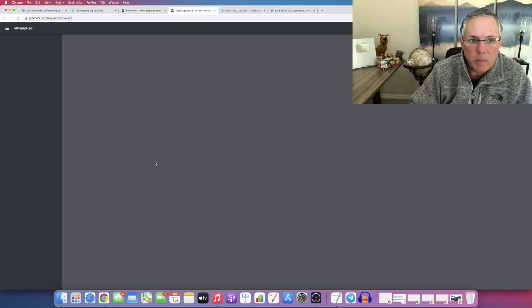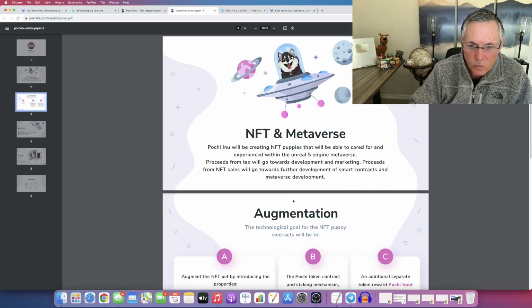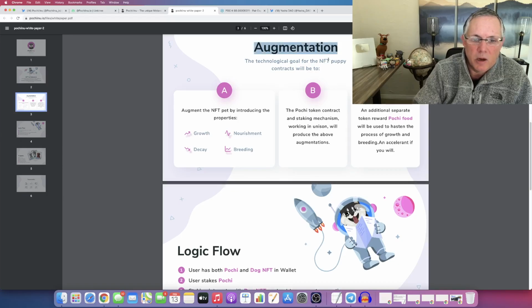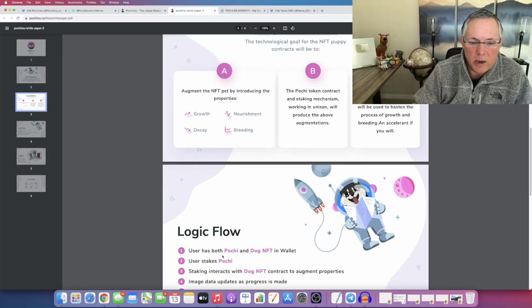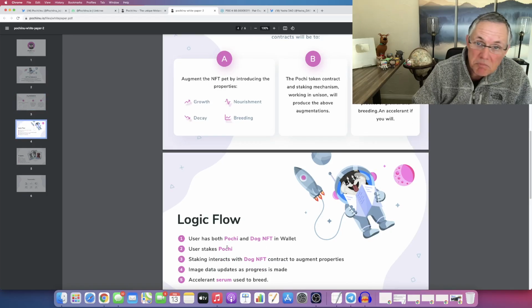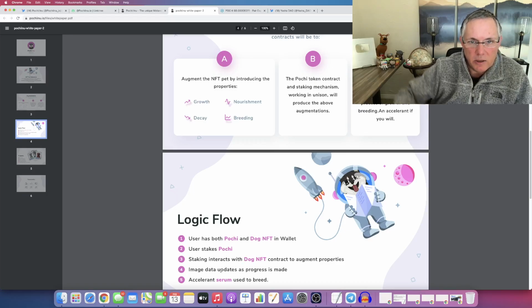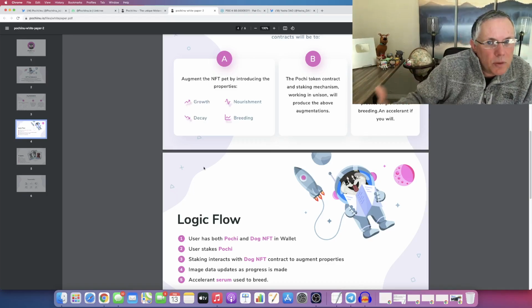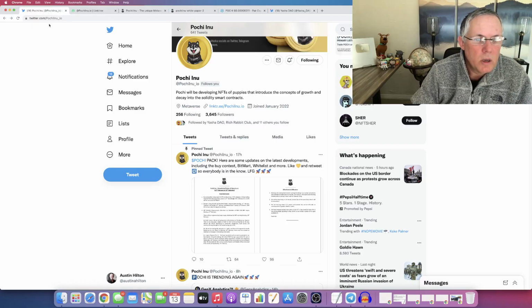And so I've talked about this in previous videos, where right here, they call it augmentation, the Yasha team does. So you augment the NFT by introducing properties, and this is done via staking and things like that. So the logic flow is, user has both Pochi and dog NFT in their wallet. User stakes the Pochi, okay? And staking interacts with the dog NFT to augment properties. And so your puppy will effectively grow up and interact with you and all this kind of stuff. It's really a cool scenario.